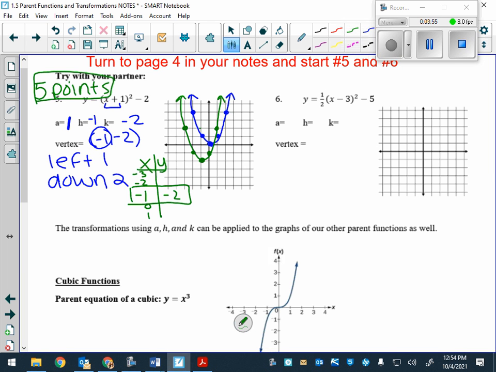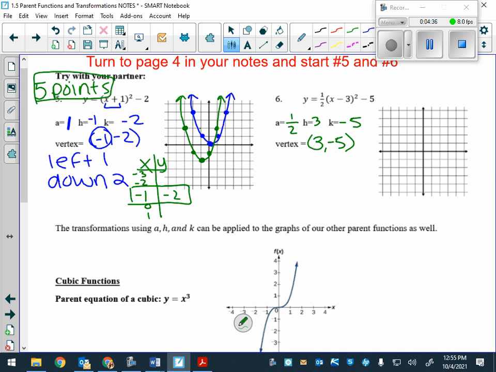Okay, now we're looking at number 6. What is my A value? Jackson. For 6? 1/2. Good. Nolan, what's my H? 3. Good. My K. Liam. Good. Okay. What is my new vertex? Sabrine. Good. 3, -5. So, what is one transformation happening?